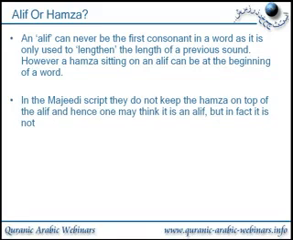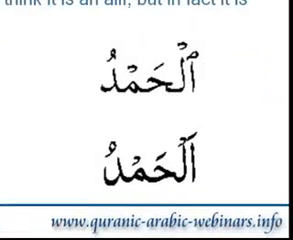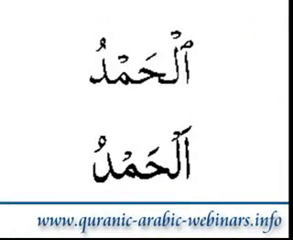In the Majidi script, they do not keep the hamza on top of the alif, and hence one may think it is an alif, but in fact it is not. So let me explain this with an example. Here we have the word alhamdu in Uthmani and Majidi script. So Uthmani is on the top.